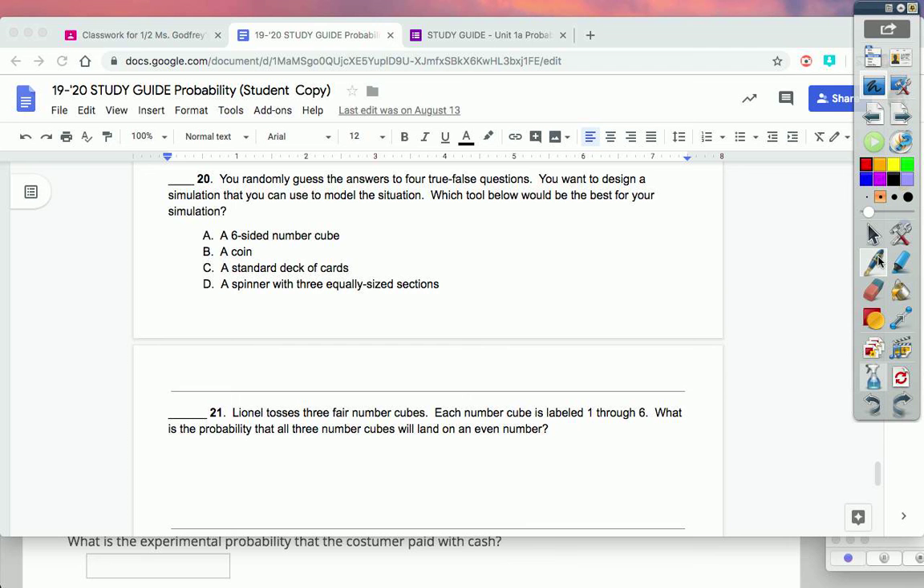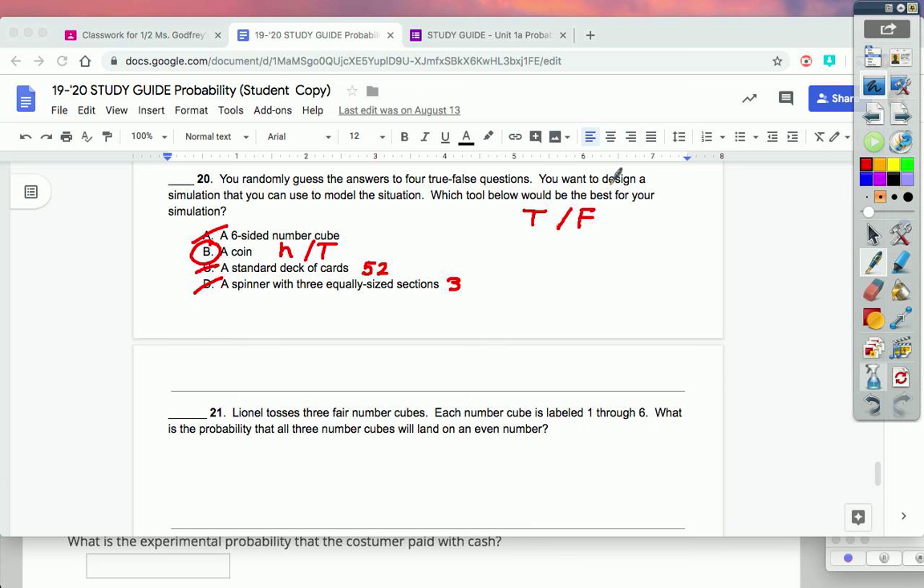Well, a true or false question has how many options? 2. You have true or you have false. Those give us 2 options. Well, a 6-sided cube gives us 6 options. That's too many. A coin gives us heads or tails. That is our correct answer. A standard deck of cards, guess what? That's 52 options, too many. And a spinner with 3 equal parts is going to give us 3 options. So the correct answer here is flipping a coin, or a coin can be used for the simulation. It gives us 1 out of 2 options to fall on. Any questions here?